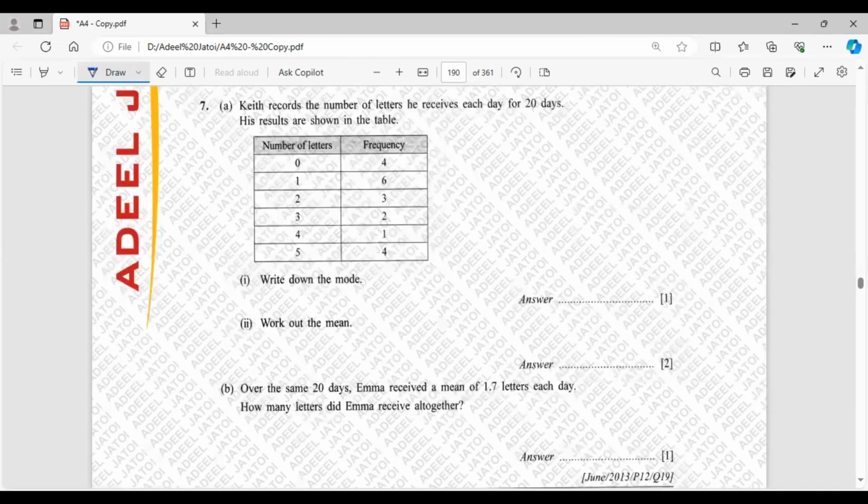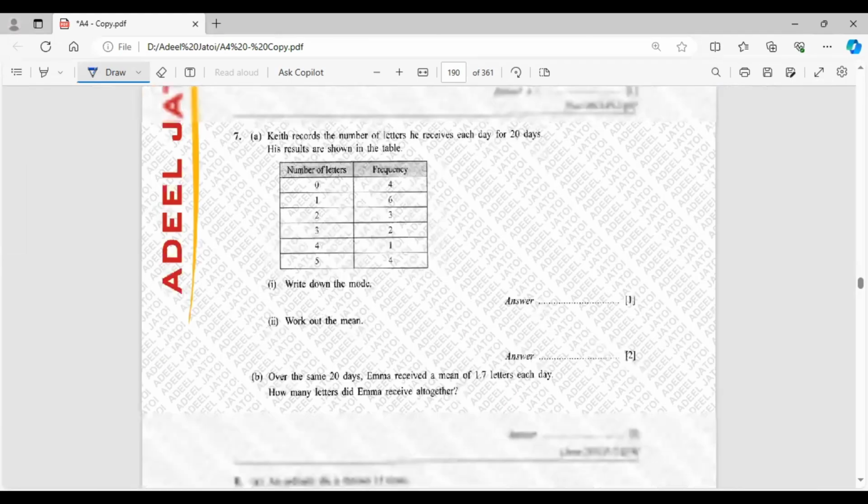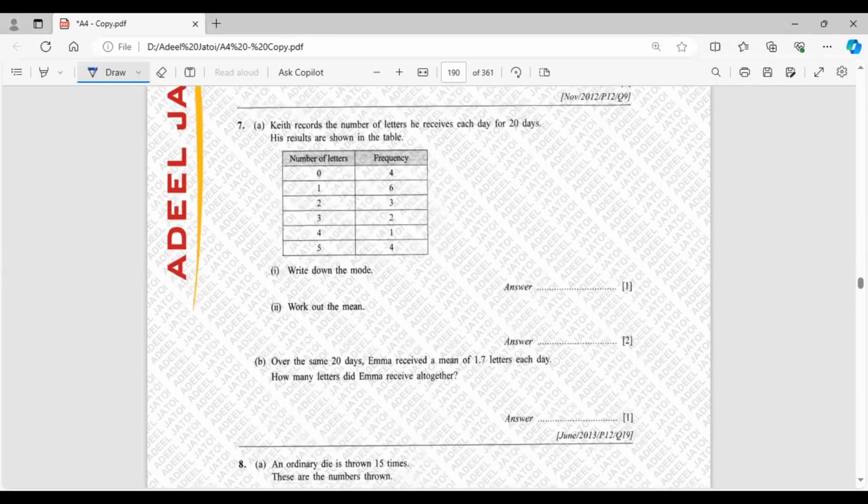Let's say we have this 7A part 1, 2, and 3. Let's just work upon all the parts. Write down the mode. So again, mode is the highest frequency. The highest frequency is 6, and the answer will be 1 here, right? So the answer will be 1.